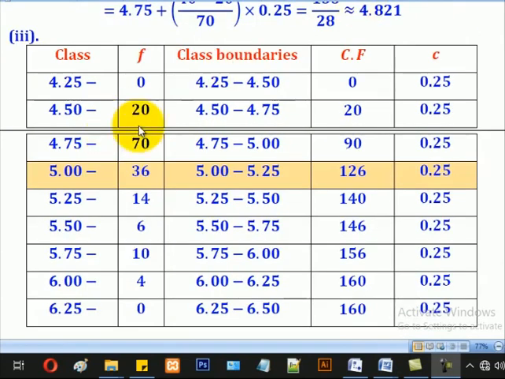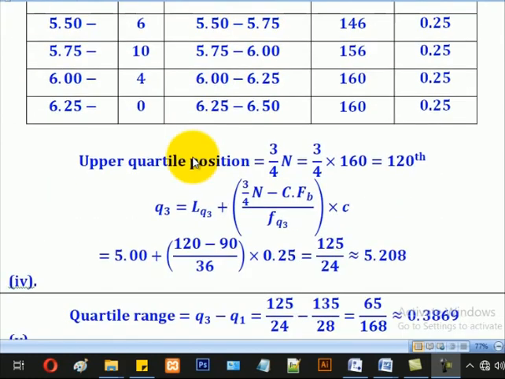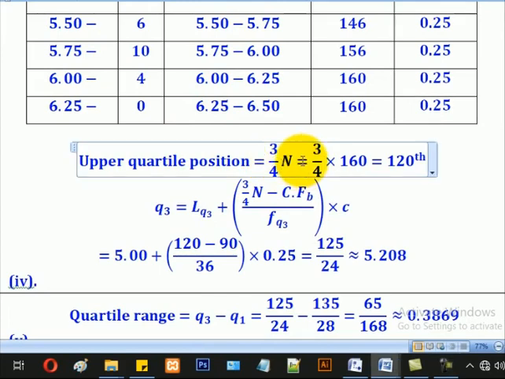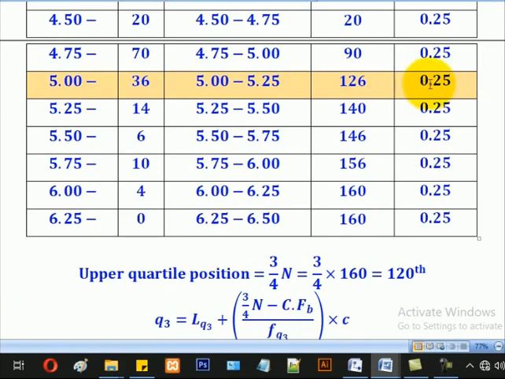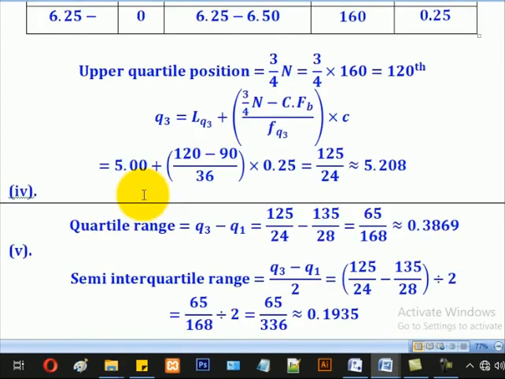For Roman 3, they want the upper quartile. So we shall do the same. First, get the position of the upper quartile, which is 3/4 of the total frequency, and that is 120th position. So look for 120. From 90 go to 126. So this becomes our row of interest. So we shall use it to substitute the formula.